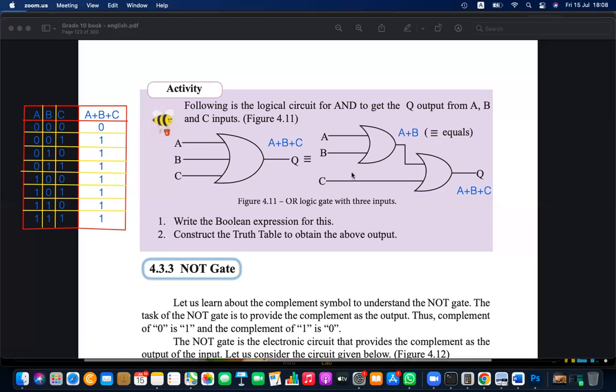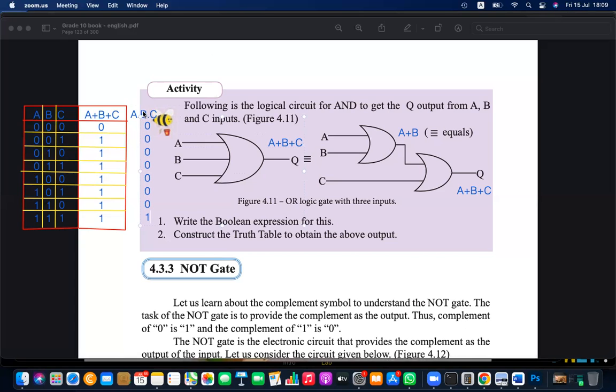So AND gate truth table. AND gate again. So shall we add the AND gate component also? That is A, B, C. So that is how you write the Boolean algebra notation, right? So this is A dot B dot C. Here A plus B plus C, right? Here A dot B dot C. So the output will be 1 only when all are 1. So it is 0, 0, 0, 0, 0, 0, 0, 1.